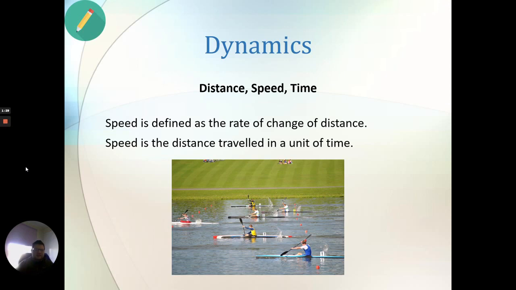So first thing we need are a few definitions. So speed is defined as the rate of change of distance. Now, rate of change basically means that it's happening in a set amount of time. So it's the change of distance per second, which is why the unit of speed is meters per second, because it's the distance travelled, distance measured in meters, that we travel in a unit of time being seconds. So speed's the distance travelled in a unit of time, but it's defined as the rate of change of distance.